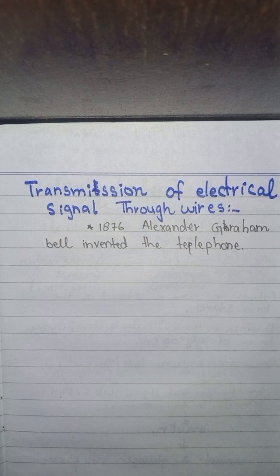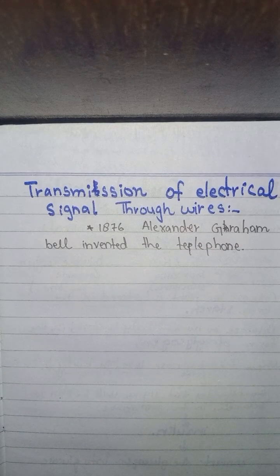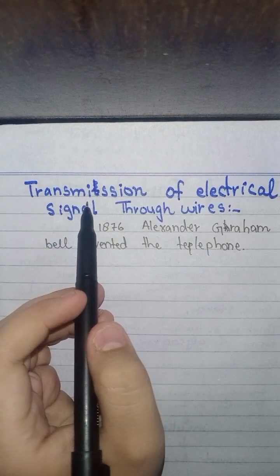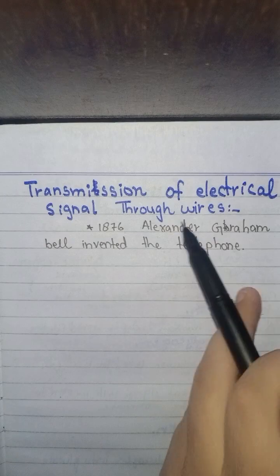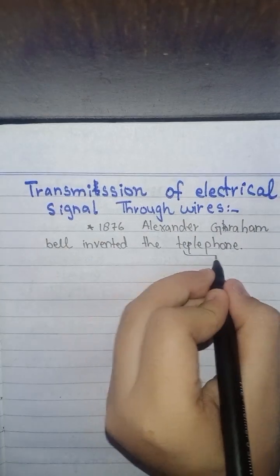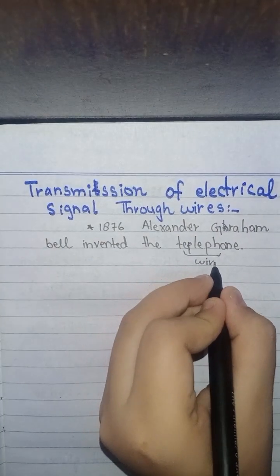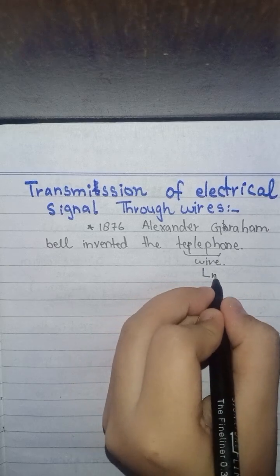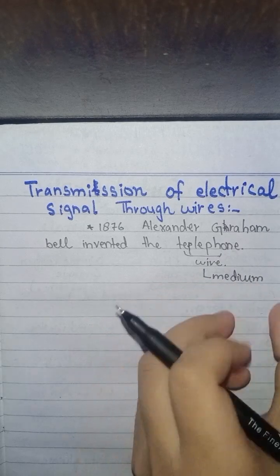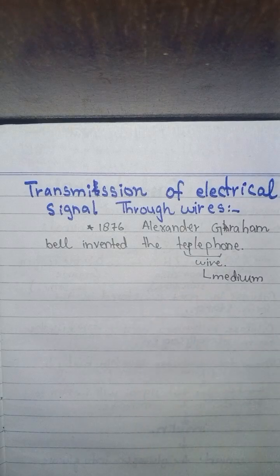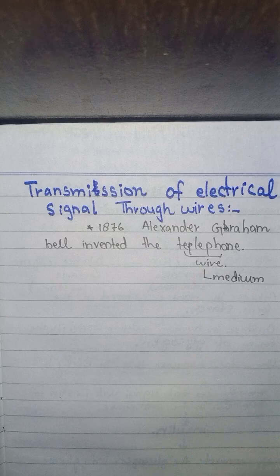Alright, so in this we will talk about the telephones and how signals are transferred. Here you can see transmission. Transmission means transferring of electrical signals, as you know, through wires. So in the telephones we have the wires, okay? And wires are the medium through which the electrical signals are transmitted or pass. So here we have the telephone and the wires are the medium.